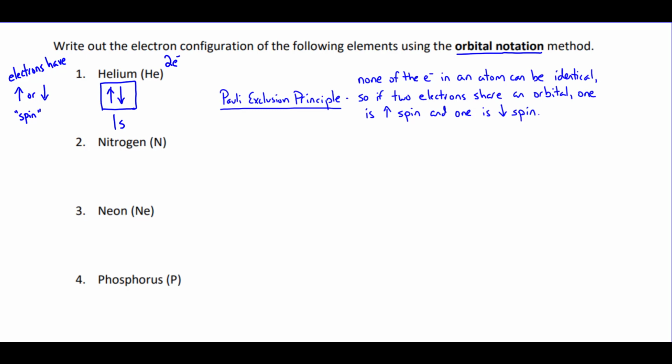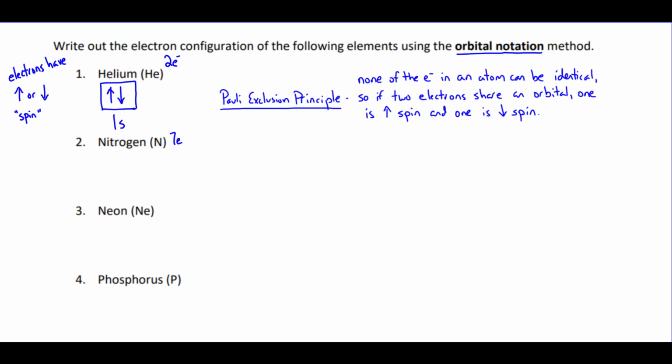Get this into your worksheet. I left you some room off on the side of the page. The Pauli exclusion principle says that none of the electrons in an atom can be exactly identical. So if 2 electrons are sharing an orbital like they are here, one is always going to be an up spin and one will be down. If you've got that, let's go ahead and move on to nitrogen.